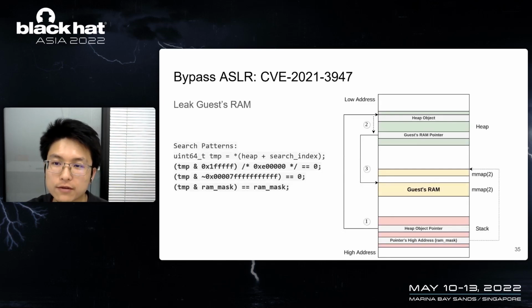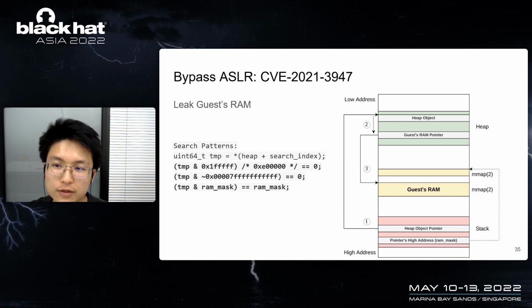Here we briefly give some explanations. You can view the white paper for more details. In QEMU, a memory region backed by host mapping memory will have a corresponding pointer in the heap. So if we can leak the address of the heap and search through it, we can get the guest RAM address.